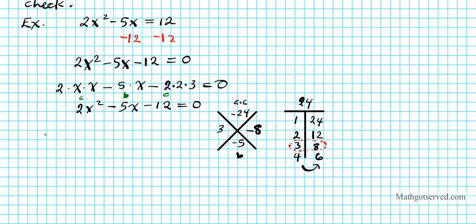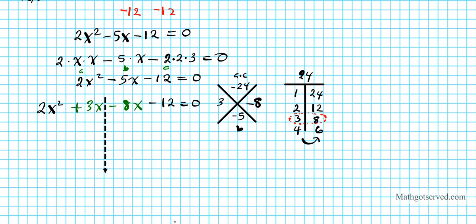Okay, so that works. So we're going to insert these two numbers to make it a four-term quadratic that can be factored by grouping. So we have 2x squared, and then we're going to insert plus 3x minus 8x minus 12 equals 0. So we're going to break it down the center and factor by grouping. To do this, we're going to break down every single term and then extract common factors.